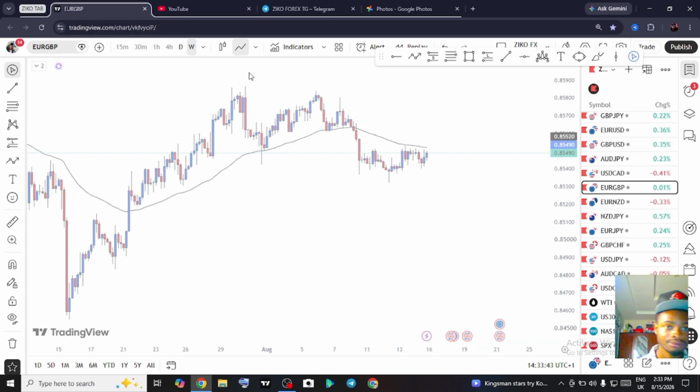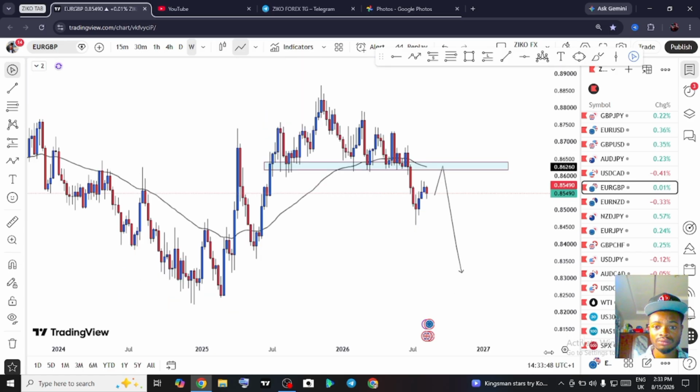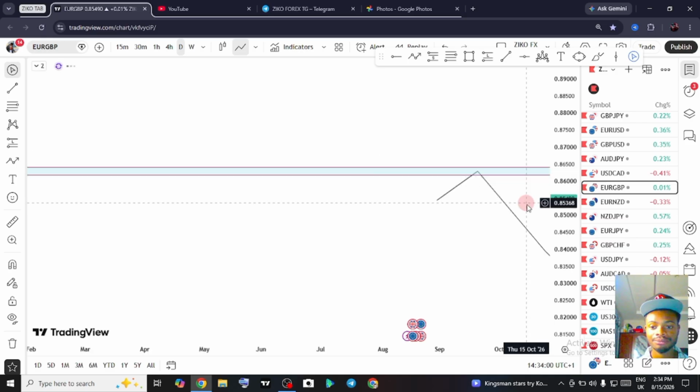Weekly time frame. All right, Euro GPP. Well, weekly time frame is bearish, clearly, very, very clearly bearish. Daily time frame.